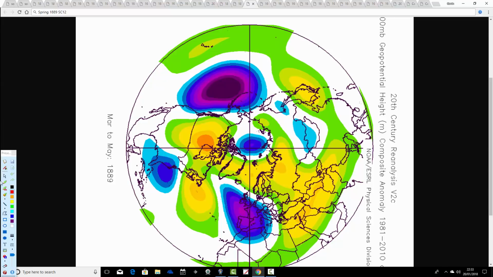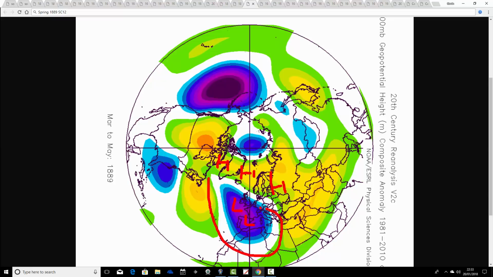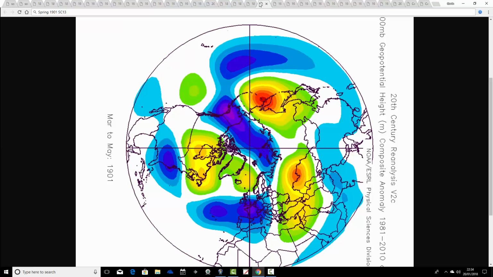This is the spring of 1889. It's the solar minimum spring, if you like, of solar cycle number 12. We find that we've got below average heights to our south, above average heights to our north and to our northeast. This looks like it should be a very unsettled spring. At times you will think probably quite cold, but at other times I imagine we're bringing up the winds from the south, so reasonably mild. But the thing to take from that is it is a very, very unsettled spring indeed.